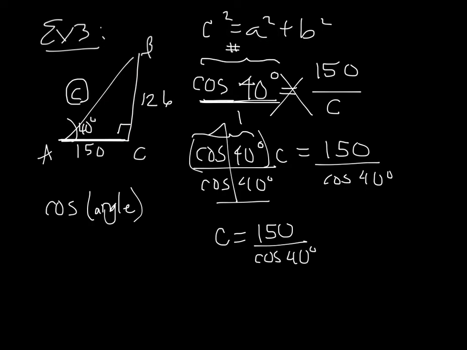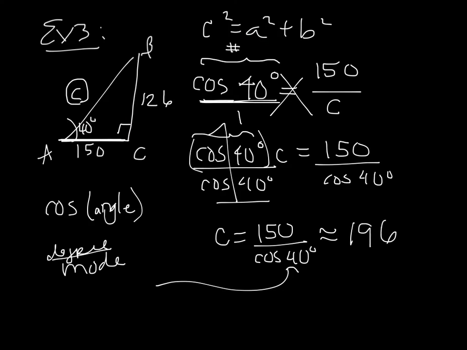If you have a graphing calculator, you can punch this in one shot. Again, make sure that the mode is in degrees, not radians. It might say radian mode. And then you just punch that in: 150 divided by cosine of 40 degrees. Or if you want to do it step by step, and you approximate it to the nearest whole number, you get 196. So that's what our hypotenuse is.